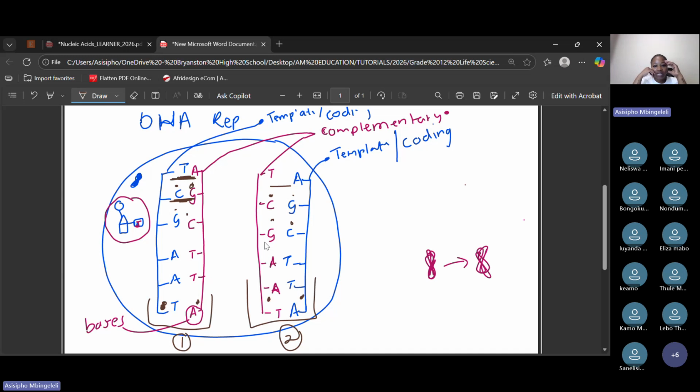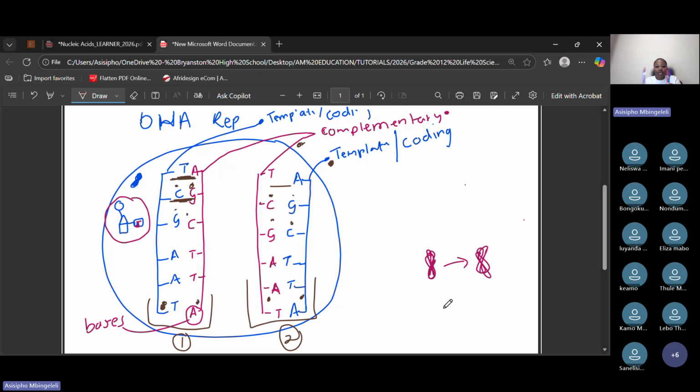2 DNA molecules. But now what we're able to see is that each molecule is made up of a template strand and a complementary strand. It's no longer two template strands. So we had the two template strands, and now we are having two DNA molecules.